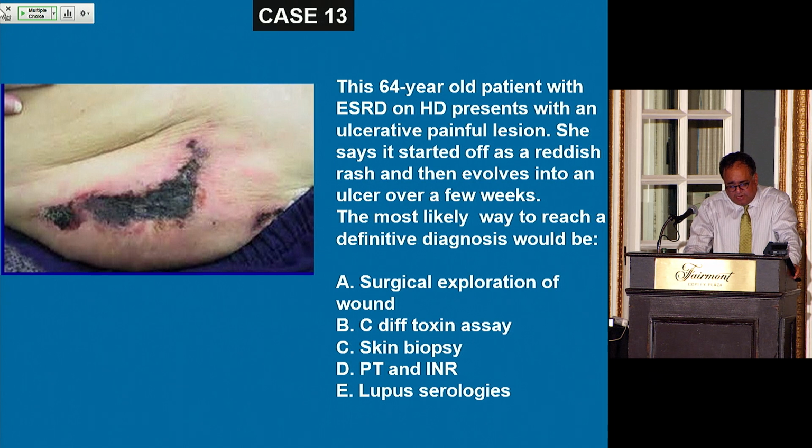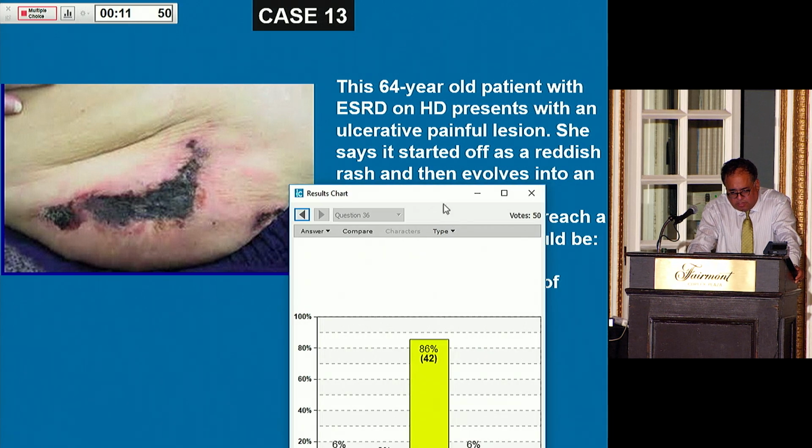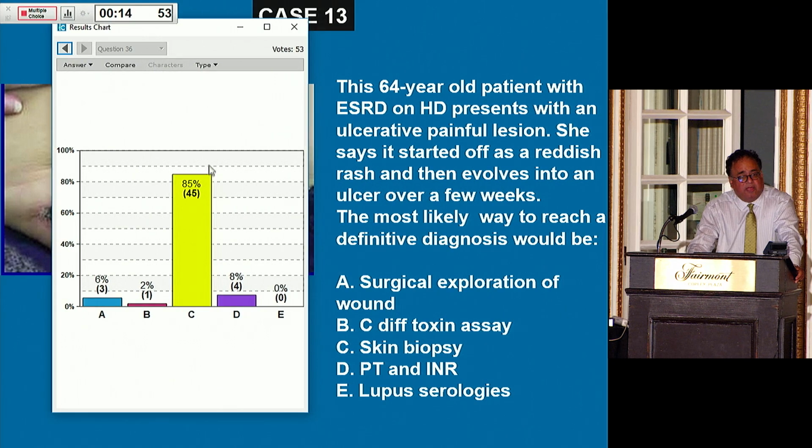And the last case is case number 13. This is a 64-year-old patient with ESRD on hemodialysis, presents with ulcerative painful lesion. She said she started off as a reddish rash and then evolved into an ulcer over the ensuing few weeks. The most likely way to reach a definitive diagnosis would be, and there are 5 options here, if you could choose. And that's correct. Skin biopsy is the correct answer.